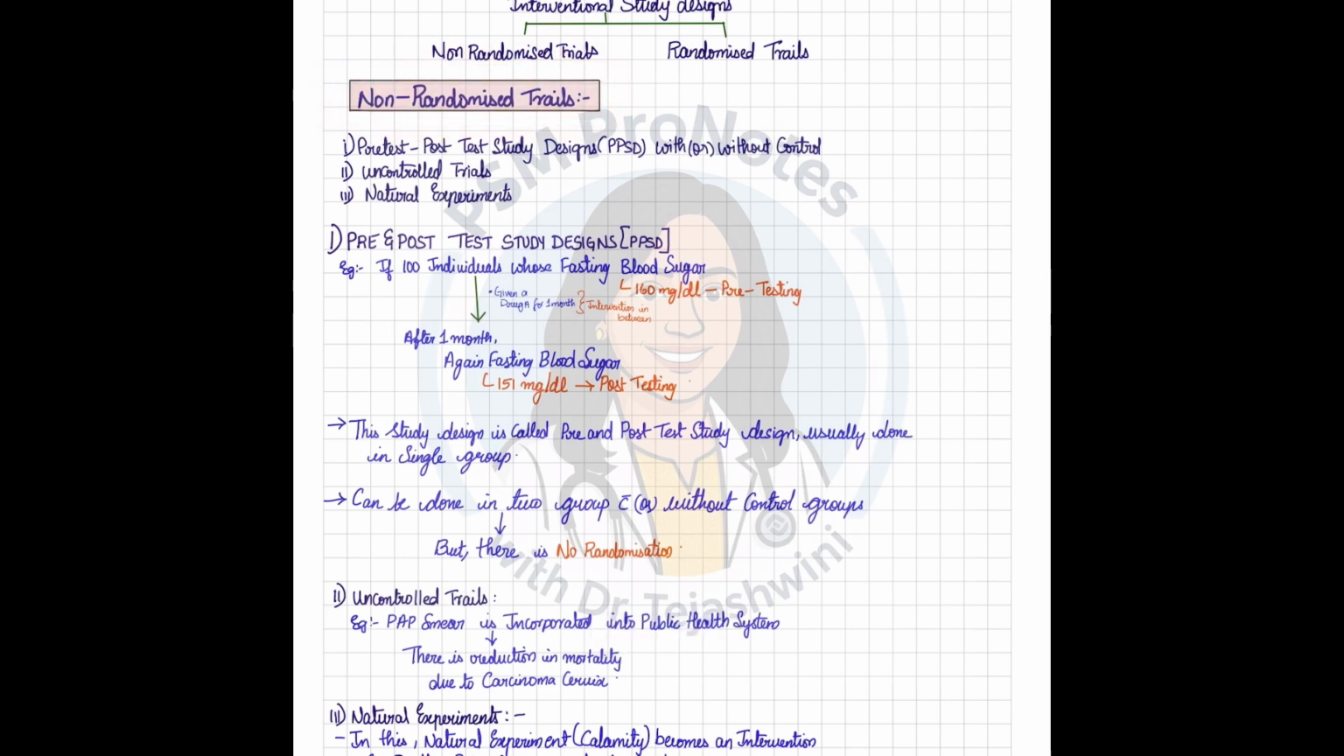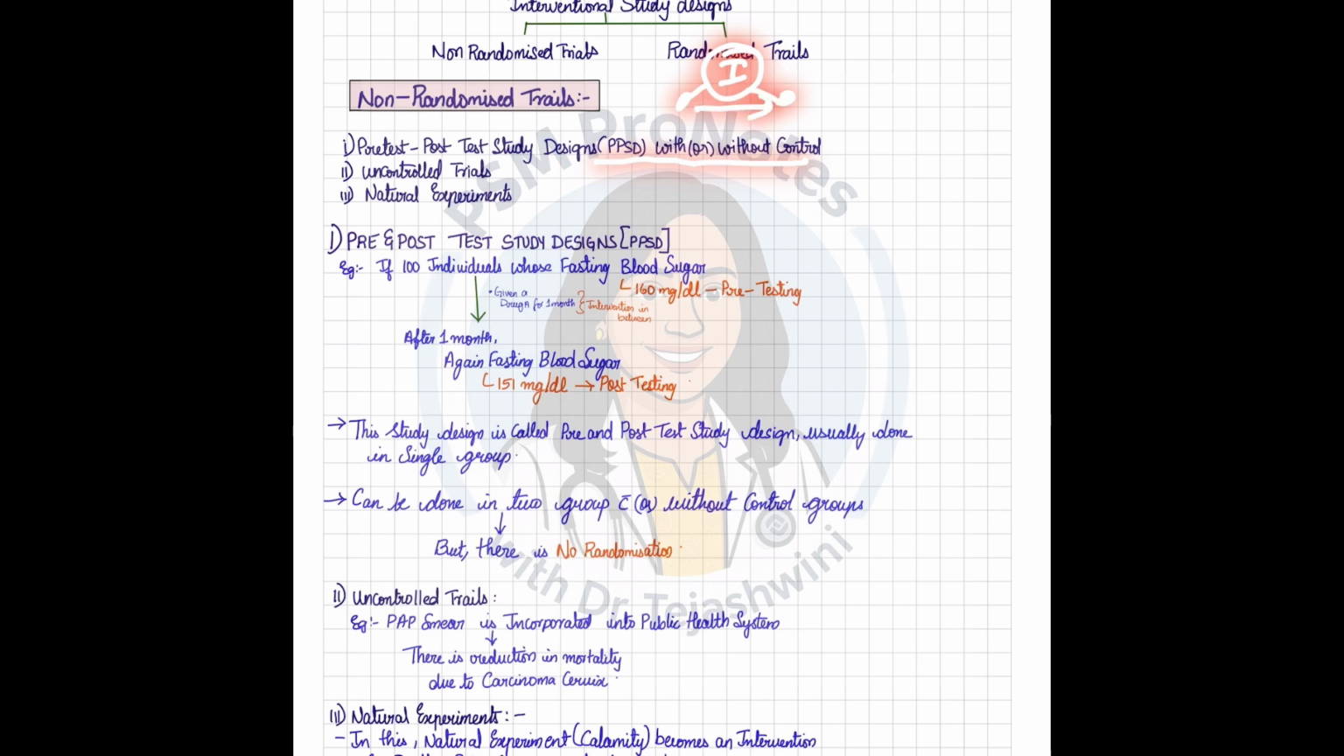These trials are often used when randomization is not possible or ethical. There are several types of non-randomized trials. Pretest post-test study design, PPSD. This design involves testing participants before and after an intervention without a control group.